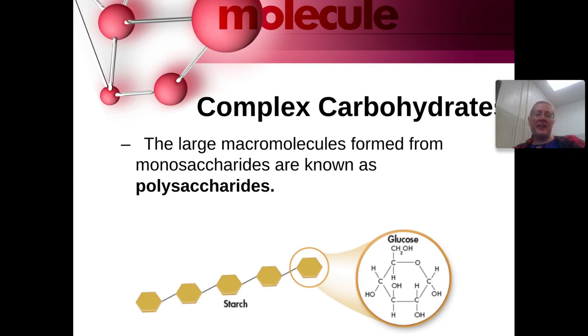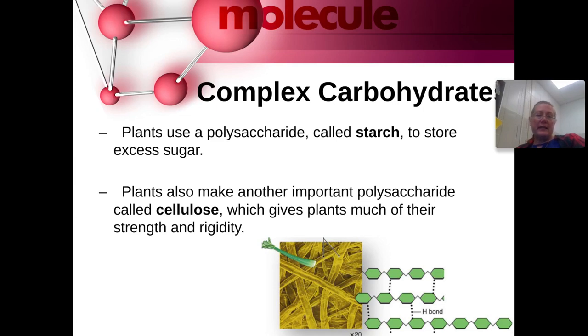Complex carbohydrates. Large molecules formed by monosaccharides are called polysaccharides. Poly meaning many. Plants use a polysaccharide that we call starch to store excess sugar. They also use another important polysaccharide, which we have talked about, cellulose. This gives plants much of their strength and rigidity. Like what they show here, the celery, when you break the celery, you can hear the cellulose that you are breaking.